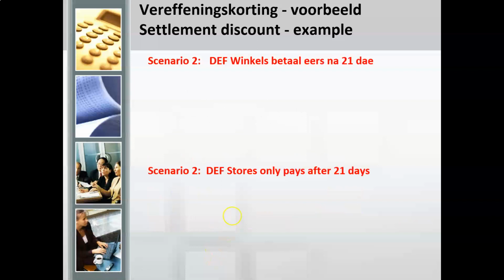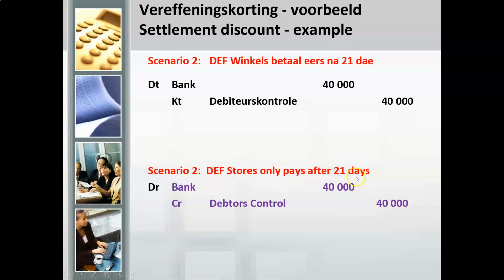What would have happened if DF Stores pays only after 21 days? Now remember, the outstanding invoice amount was 40,000 Rand. If he didn't pay within 20 days, he is not allowed to utilize any settlement discount. So he has to pay me the full invoice amount. 40,000 Rand debit in the bank, credit debtors 40,000 Rand.